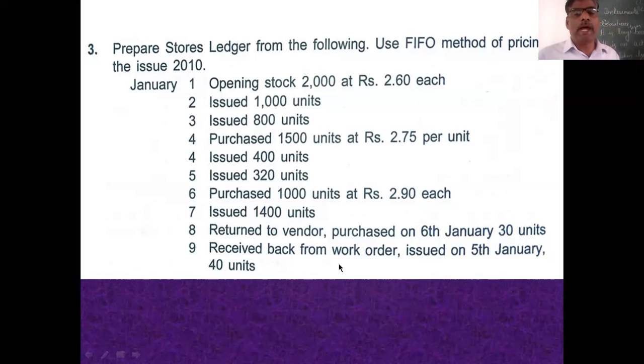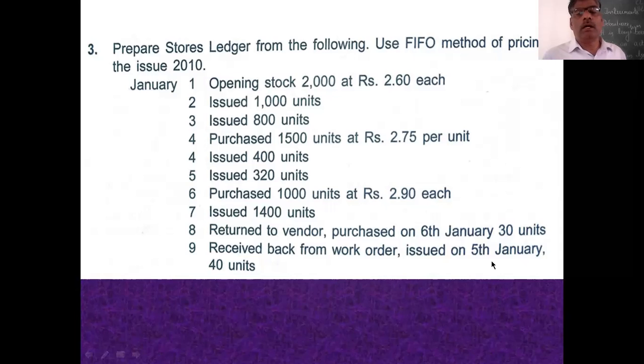Then received back from work order, on 5th January. Issued on 5th January, 40 units. Received back means received by the storekeeper. Means it is a receipt. Record in the receipt column. Then which rate you have to take? You have to take the rate at which you issued on 5th January. Okay. On 5th January, at what rate you issued? At this rate, you have to receive it. Remember this. Okay. In the problem solution, I will tell you once again.